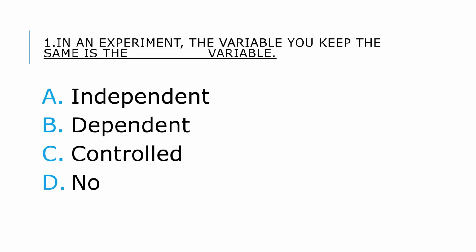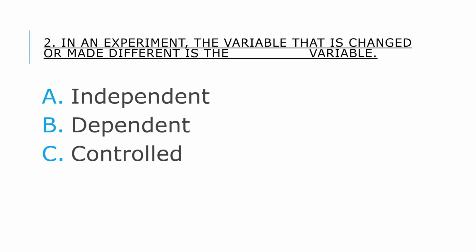Number 1. In an experiment, the variable you keep the same is the blank variable. A. Independent. B. Dependent. C. Controlled. And letter D. No variable. Number 2. In an experiment, the variable that is changed or made different is a blank variable. A. Independent. B. Dependent. And letter C. Controlled variable.